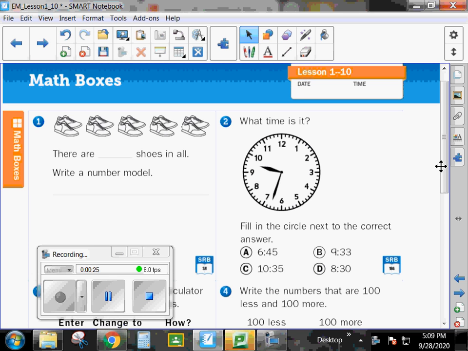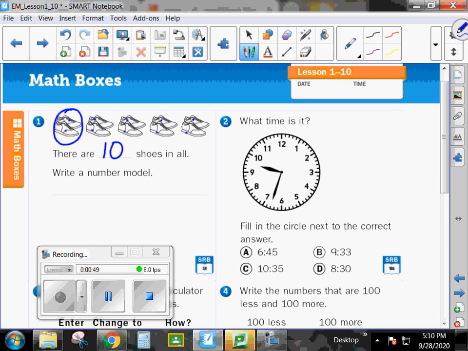All right, let's look at number 1. It has a picture of some shoes, and it says there are blank shoes in all. So boys and girls, if you count these shoes, 1, 2, 3, 4, 5, 6, 7, 8, 9, 10, there are 10 shoes in all. But it wants to know what a good number model would be. The last couple of days, we've been working on number models for equal groups problems. Boys and girls, how many groups of shoes do you have?